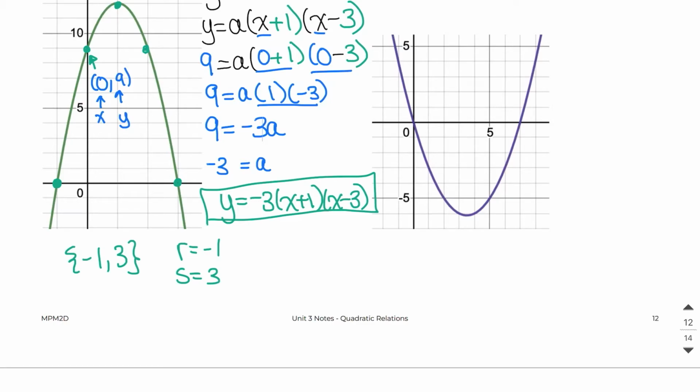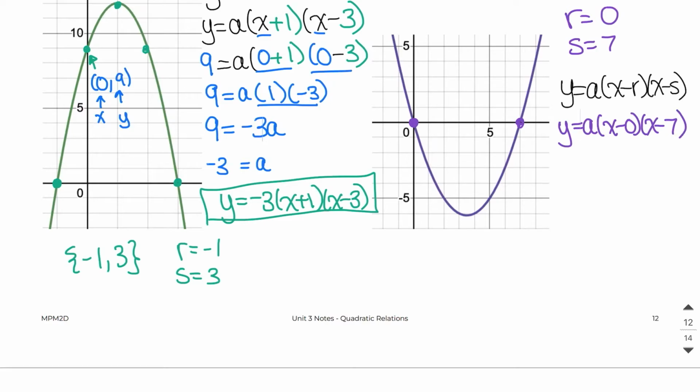Okay? All right, in our last example that we have here, please identify what the r and the s are and come back to see how you did. So you should get r is 0 and s is 7. The next thing I'd like you to try on your own is to replace that into the equation of a parabola in factored form. Try it and then come back to see how you did. So you should have y equals a times x minus 0 times x minus 7, or vice versa.